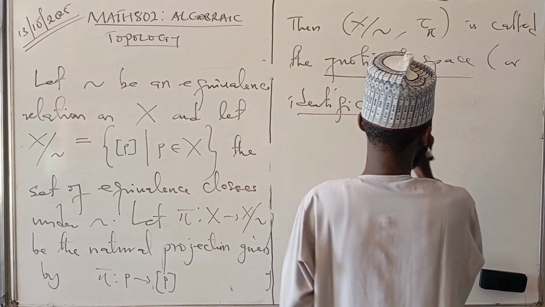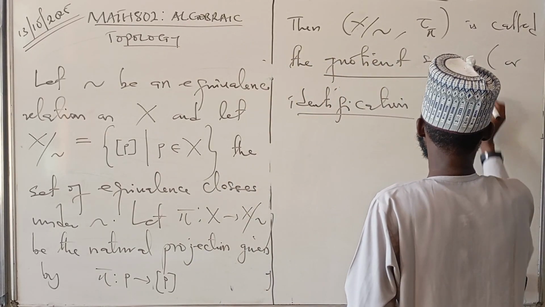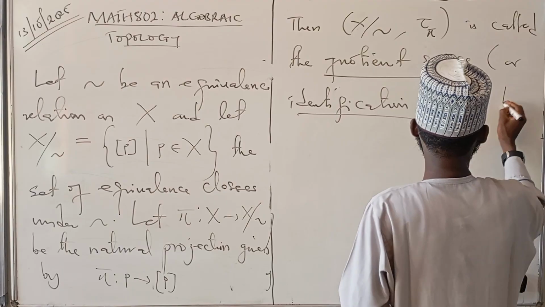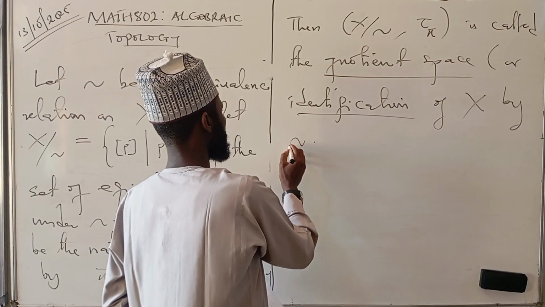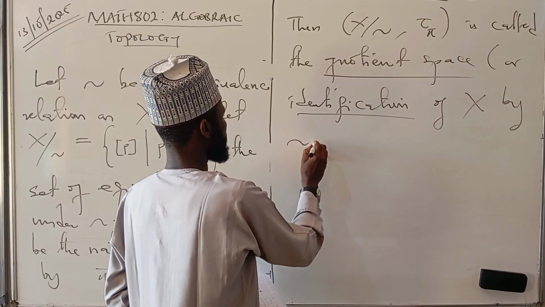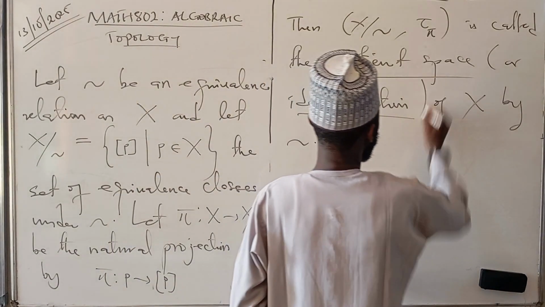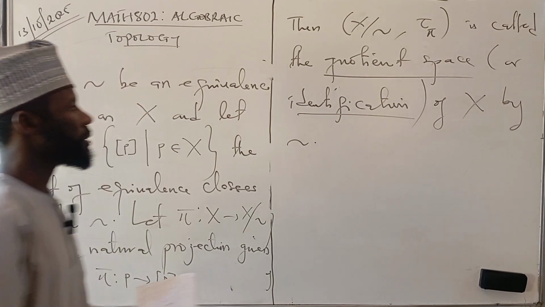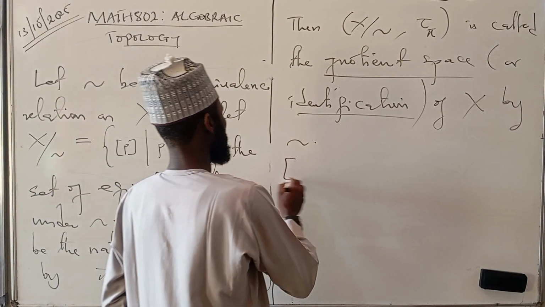You will see why identification space of X by the equivalence relation. It is actually the equivalence relation that generates this space. So you use that equivalence relation to generate a space. Let me give you examples.